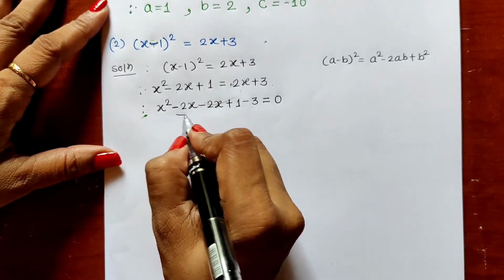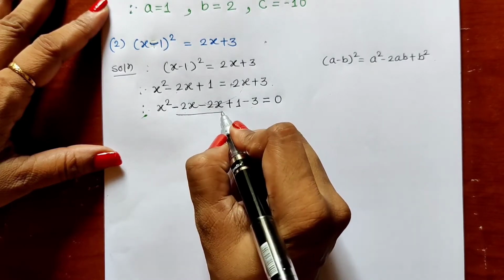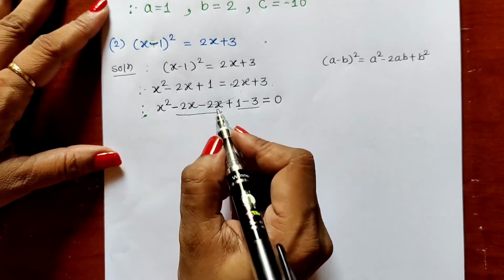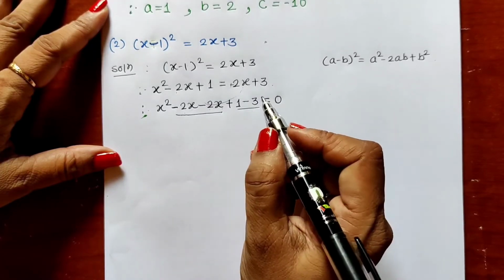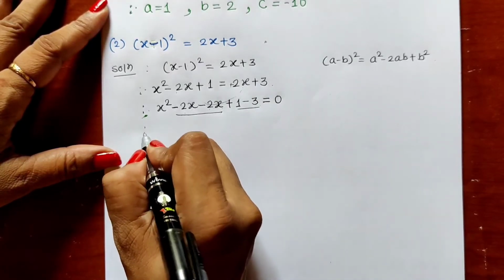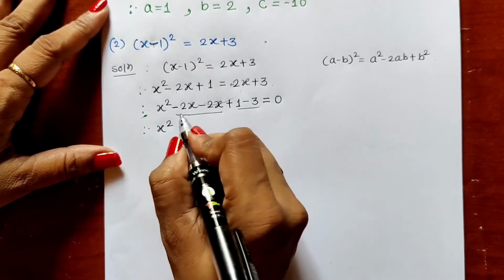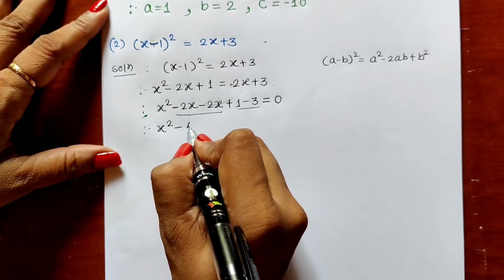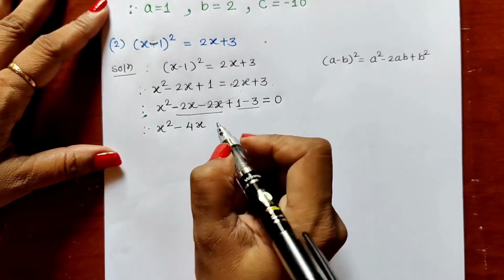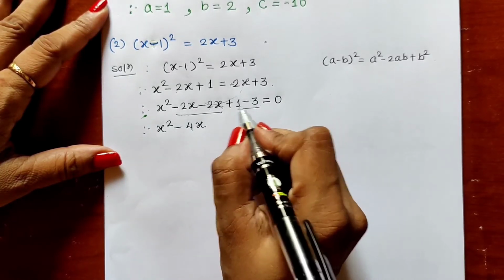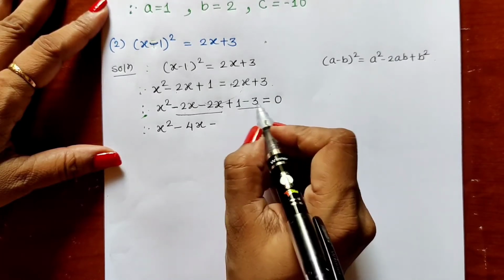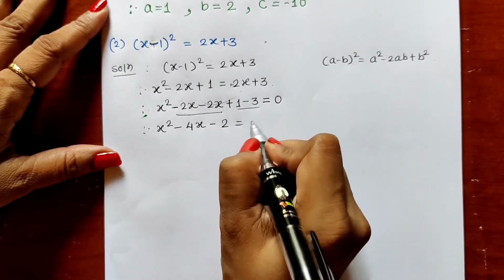Now two like terms we can see here. Like terms means same terms. These are the x terms and these are the constant terms. So let us solve them first. First term x square as it is. Minus 2x minus 2x, minus minus plus, but the sign will be minus. So 2 plus 2 is 4x. Again plus 1 minus 3, plus minus minus, sign of the bigger number, minus. So 3 minus 1 is 2, is equal to 0.